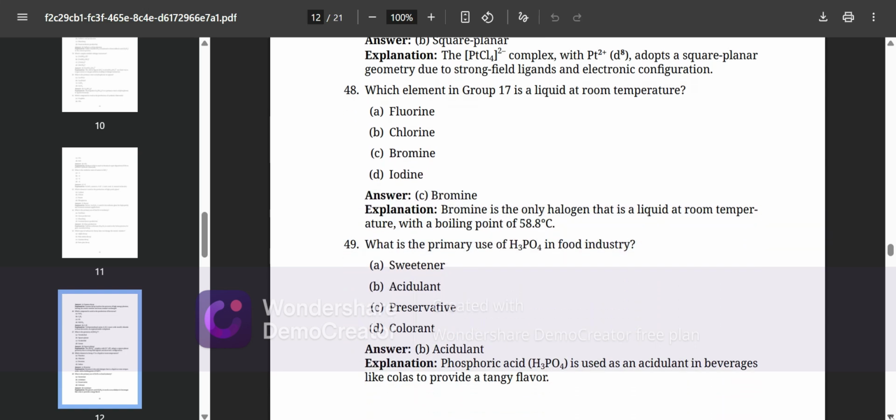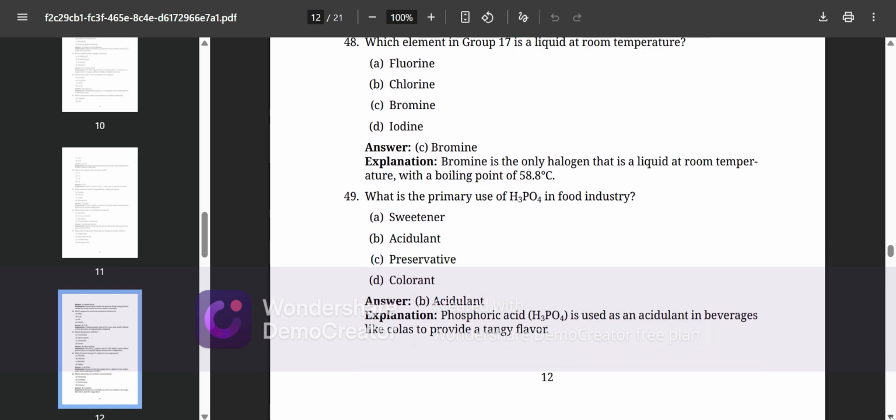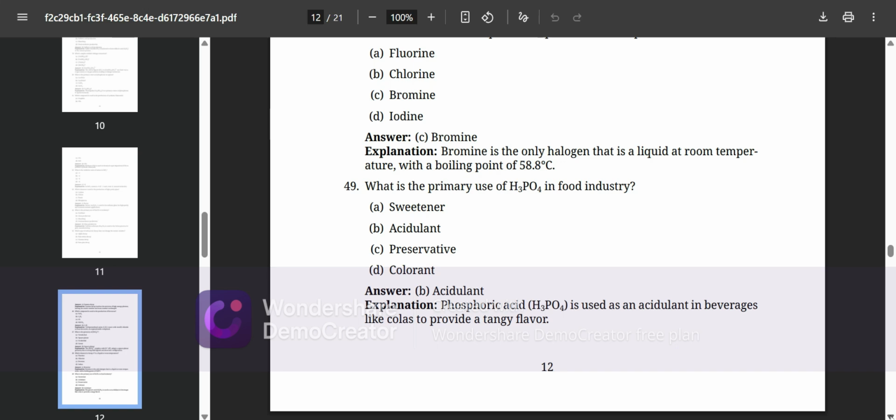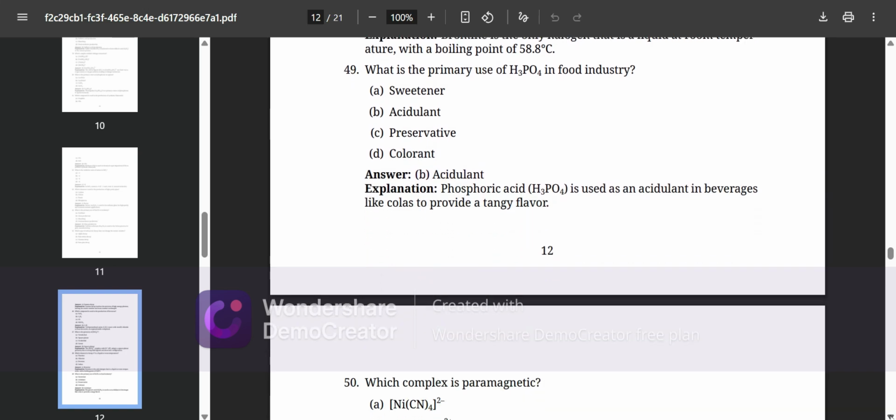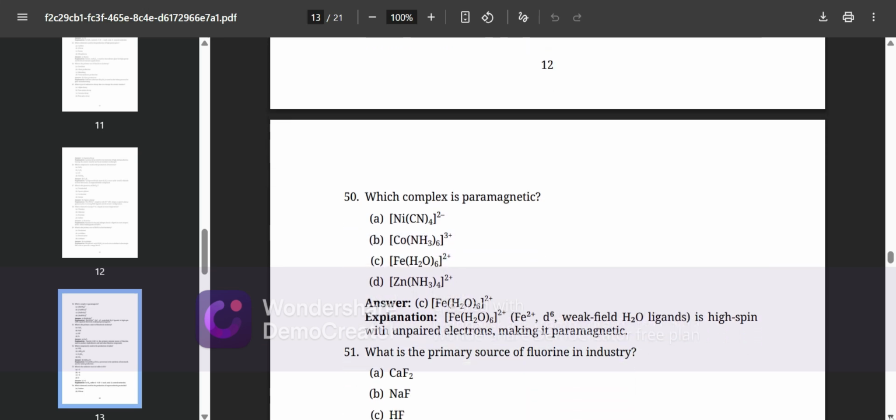Which element in group 17 is a liquid at room temperature? Bromine. Bromine is the only halogen that is a liquid at room temperature, with a boiling point of 58.8 degrees Celsius. What is the primary use of H3PO4 in the food industry? Acidulant. Phosphoric acid H3PO4 is used as an acidulant in beverages like colas to provide a tangy flavor.